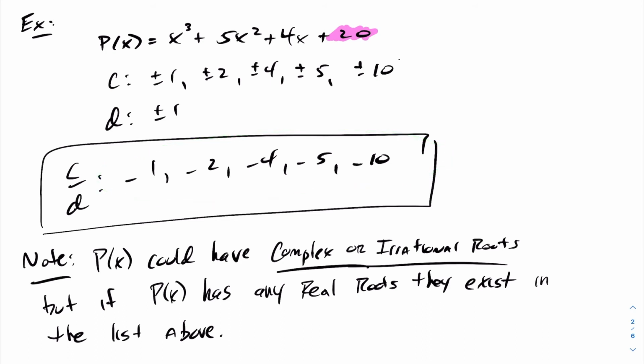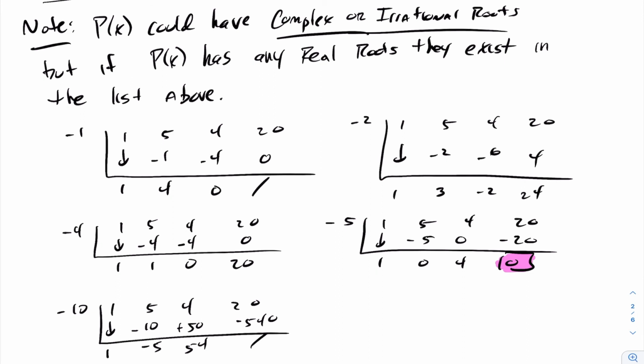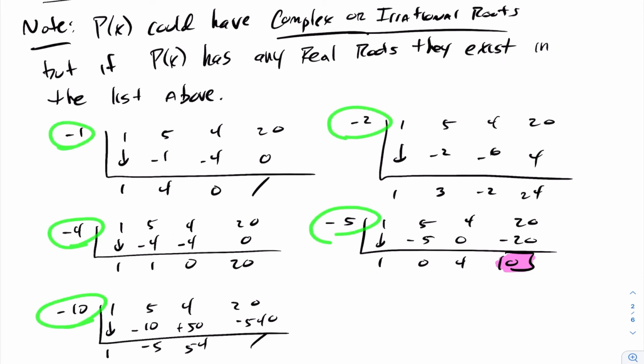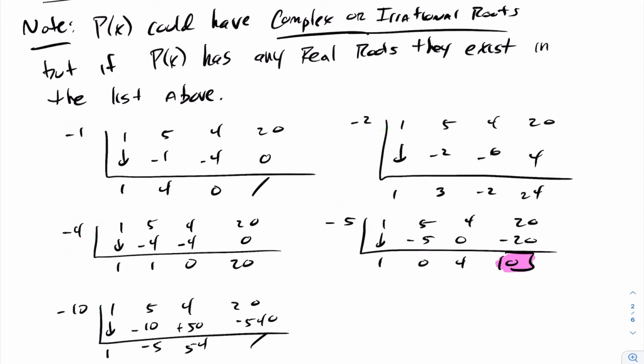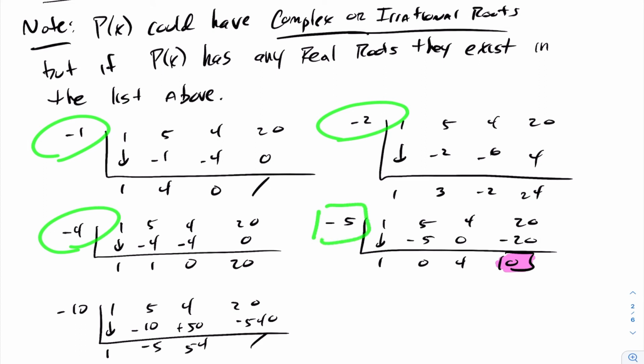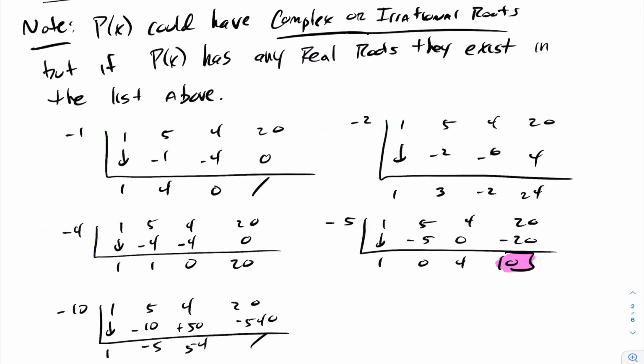Let's check this using synthetic division. So evaluating our polynomial at the list of possible rational roots, we see that checking this at -1, -2, or -4 did not work. However, checking this at -5, we actually got a root. And again, that was in our list from the rational root test. So the polynomial does have a rational root, and that rational root is at -5. The other 2 roots are either complex roots or irrational roots.